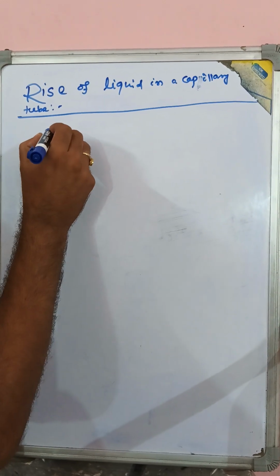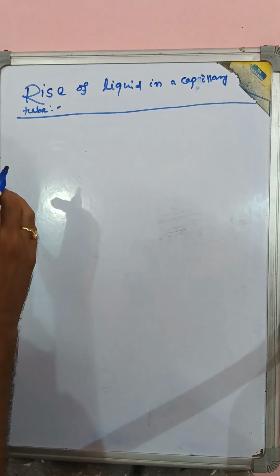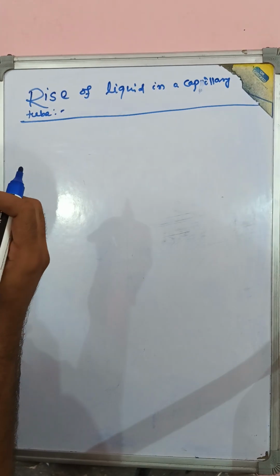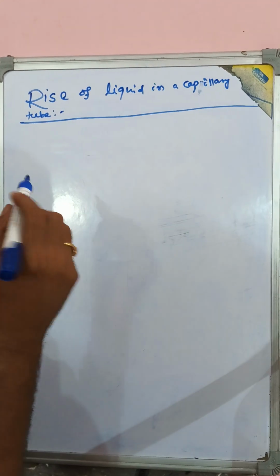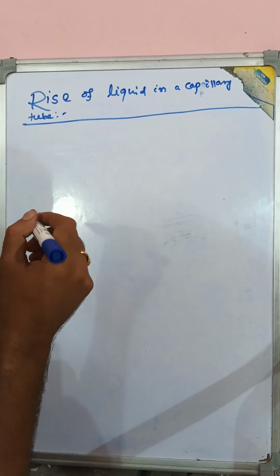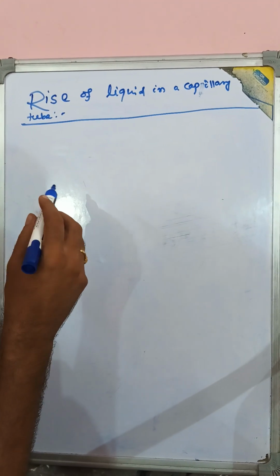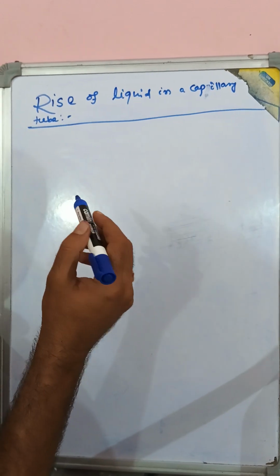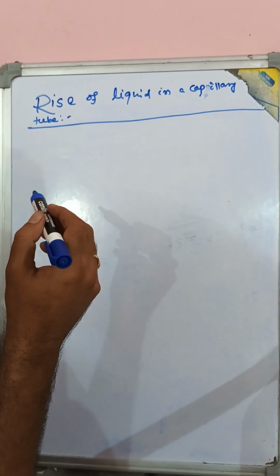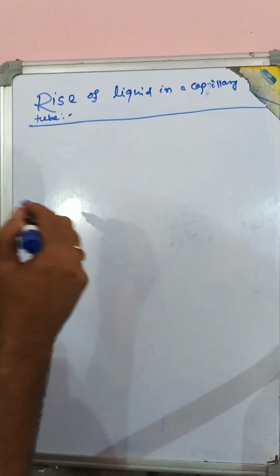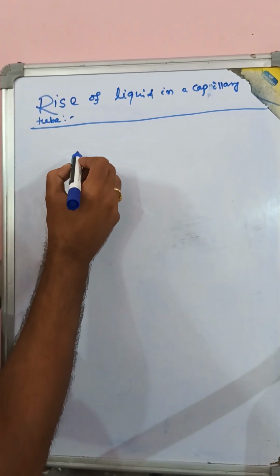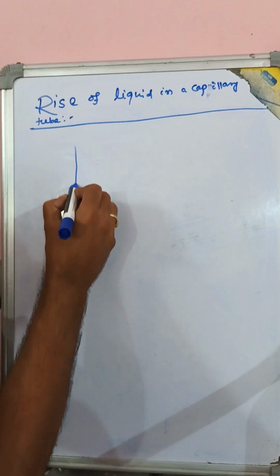Then, in a small capillary, more liquid rises because more water molecules face more surface area, and in a large capillary there is less rise.